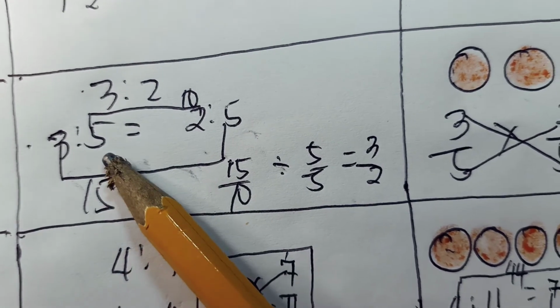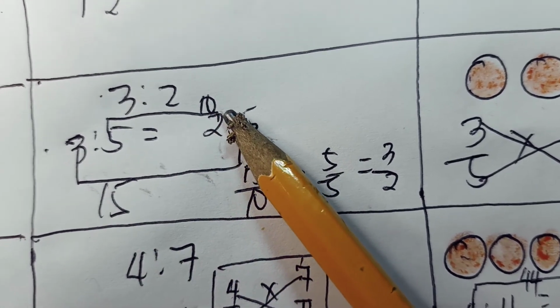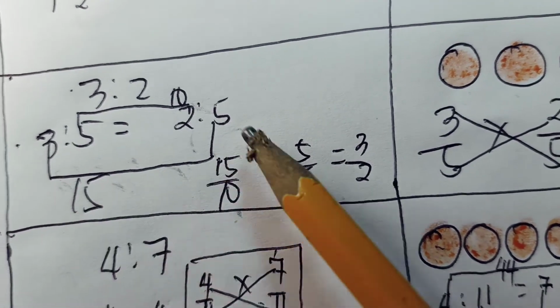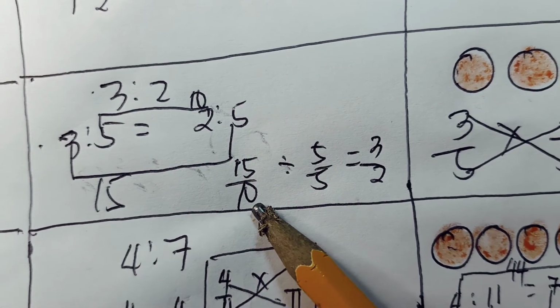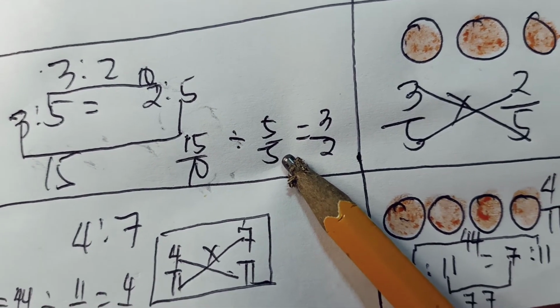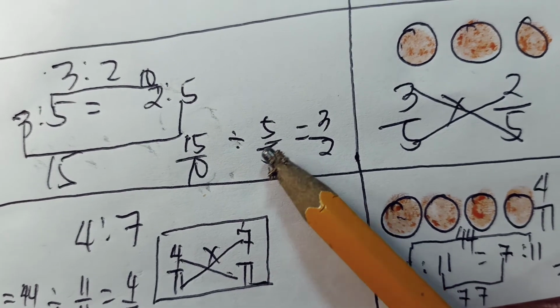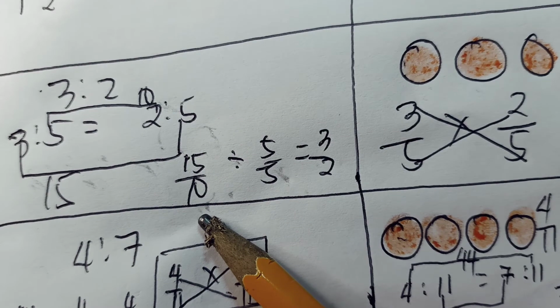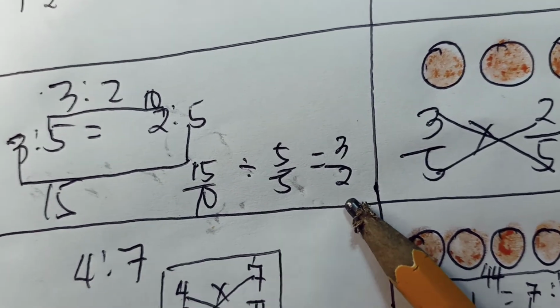So, 5 times 2 equals 10. Here is the 10. And 3 times 5 is 15. This is the extreme. So, think of a number, the GCF. 15 divided by 5 is equals to 3. And 10 divided by 5 is equals to 2.